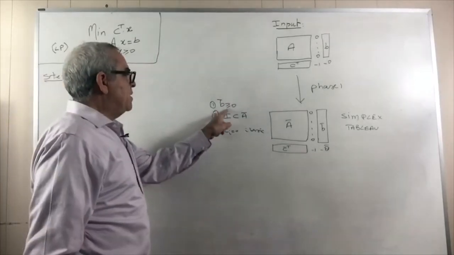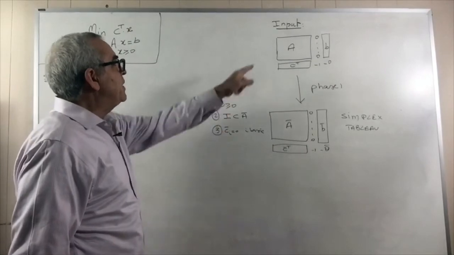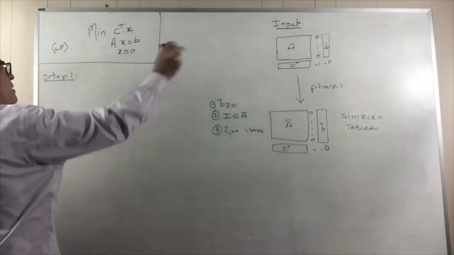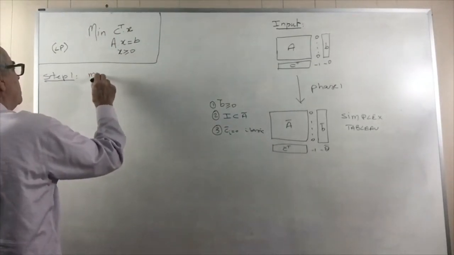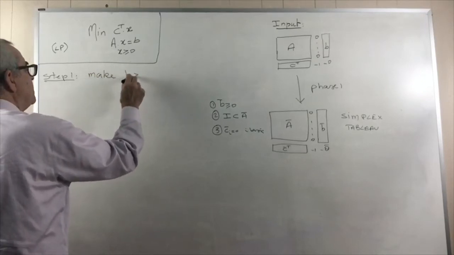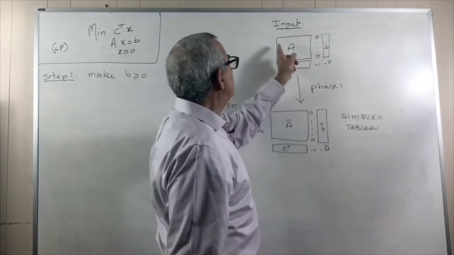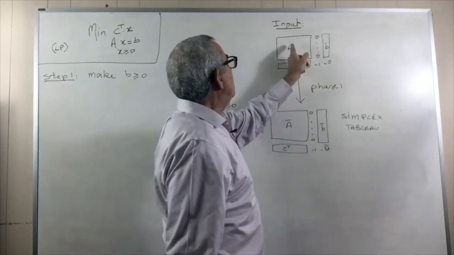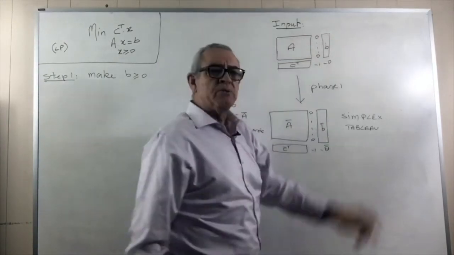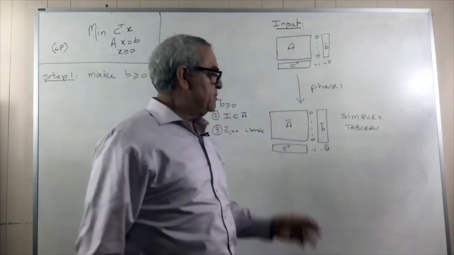This condition, the right-hand side being greater or equal to 0, we can achieve very easily. In the beginning, we're just going to make b greater or equal to 0. We're going to go equation by equation, and if the right side is negative, we just multiply both sides by -1. So that's easily achieved.